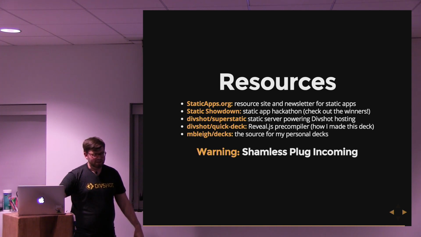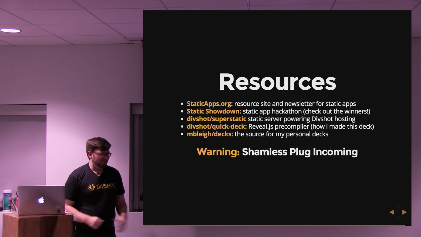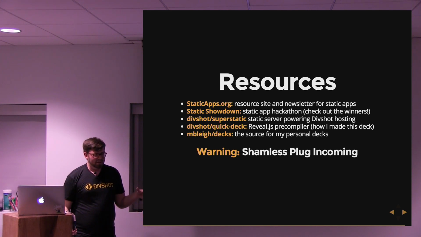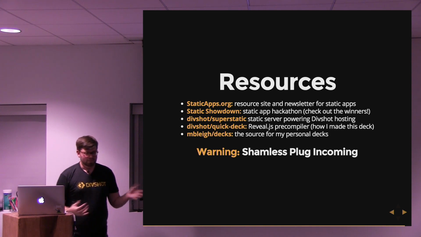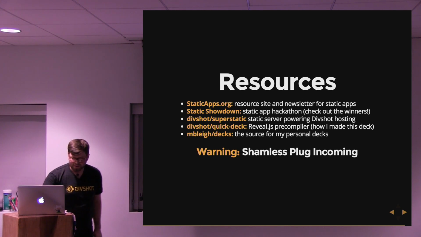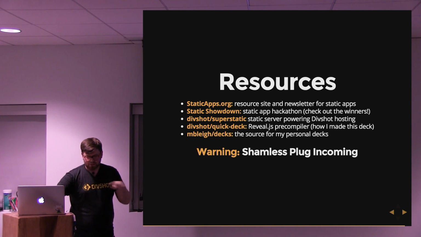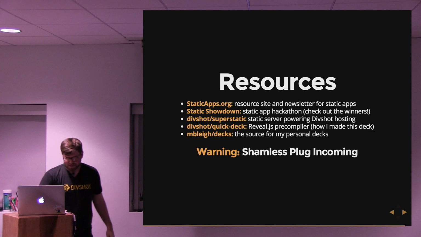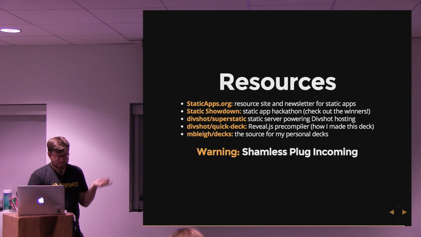Superstatic is our Node.js static web server that actually powers the DivShot web platform. So everything that we're doing with static file hosting, you can do using open source, and we're committed to keeping it that way. Basically, we very much support the open source community that way. DivShot/QuickDeck is the little reveal.js precompiler thing that I've been hacking on for the last week, and it's how I put this together. And Bleigh/Dex is the source for this presentation only for now, but other ones as I add them.